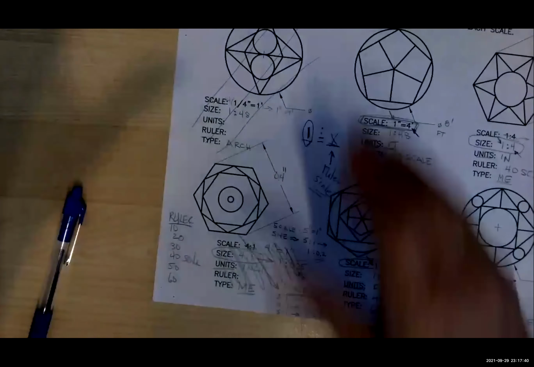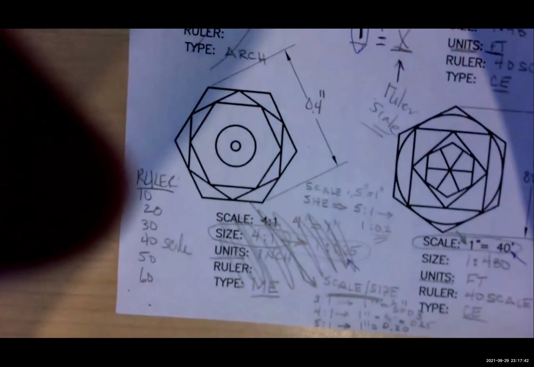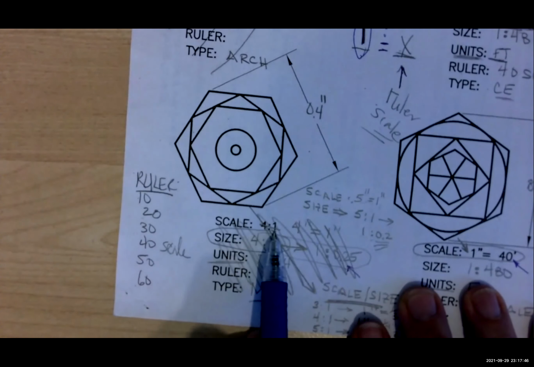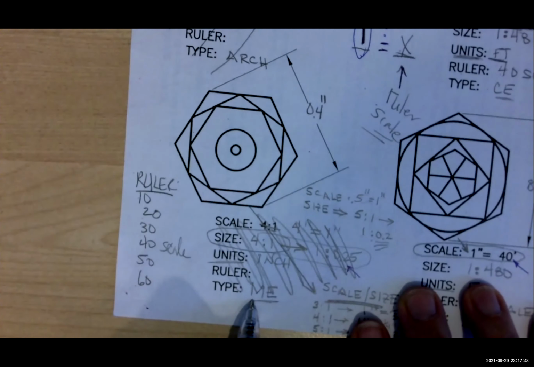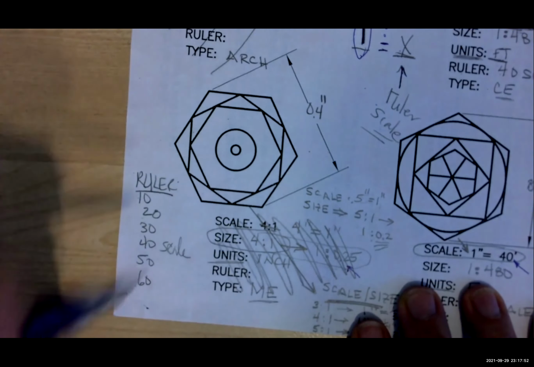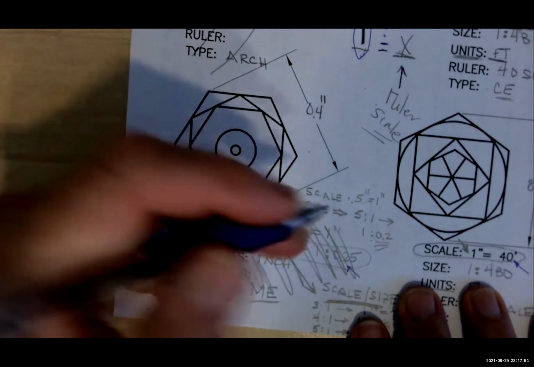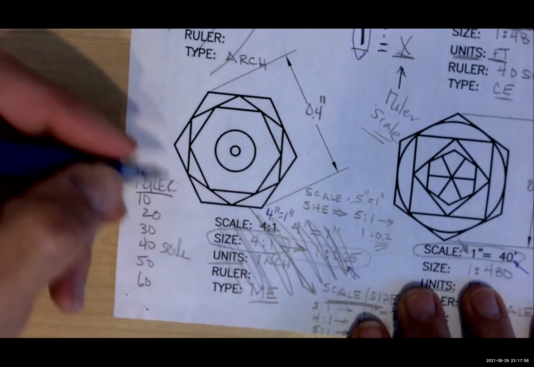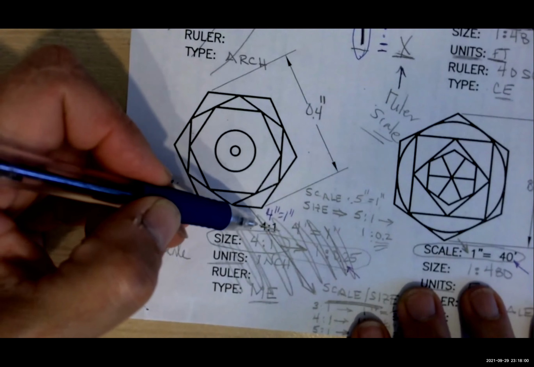Okay, so in this bottom one here, they told me that the scale was 4 to 1. Well, I knew it was metric. I knew it was inches. And they actually wrote it as a size. So the scale is really 4 inches equals 1 inch. Everybody good so far, right? Yes. They gave it to me as... Yeah.